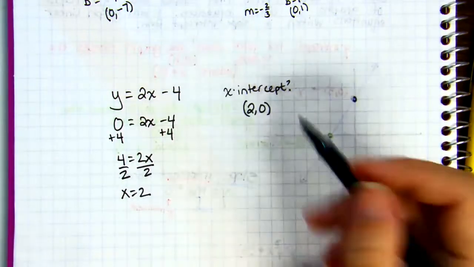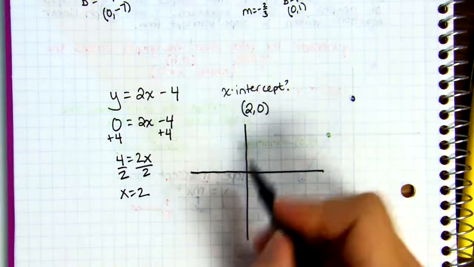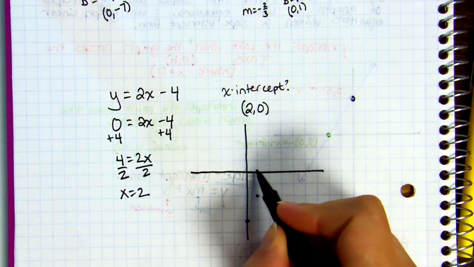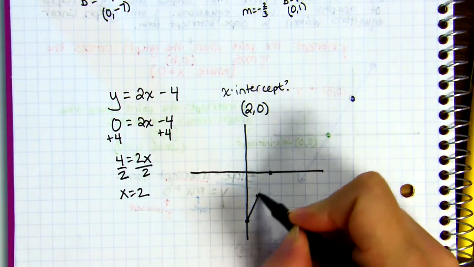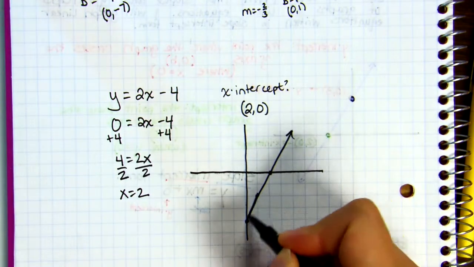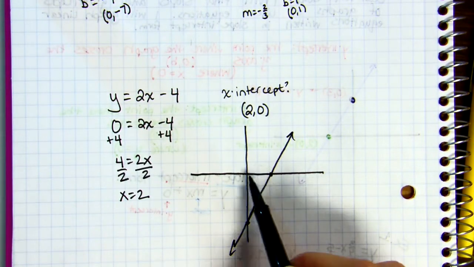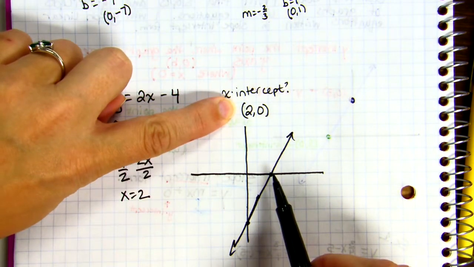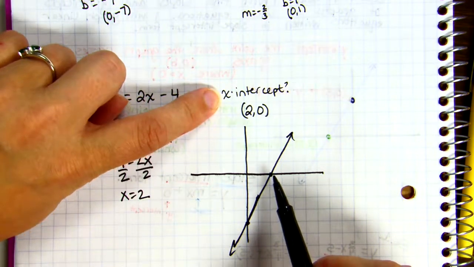So if I were to graph this, let's see, 1, 2, 3, 4, up 2 over 1, up 2 over 1, I can see that my graph is crossing the x-axis at 2, 0, which is exactly where I found it would cross the x-axis. So that's just a good thing to know, is how to find the x-intercept as well.